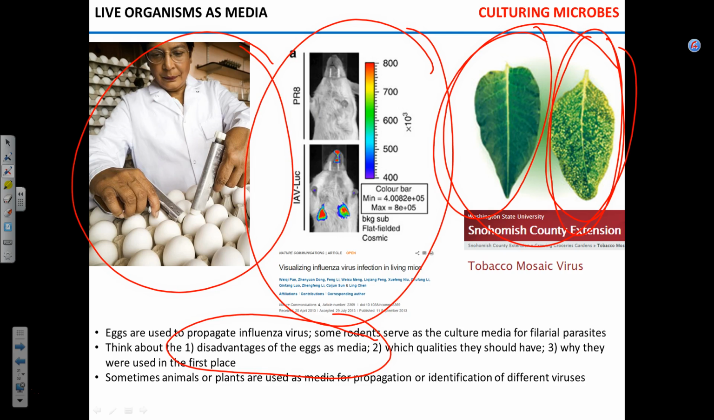What is another disadvantage? What do you think? Who produces eggs? And are they machines or living? They're living things. And living things have a tendency to die unexpectedly.